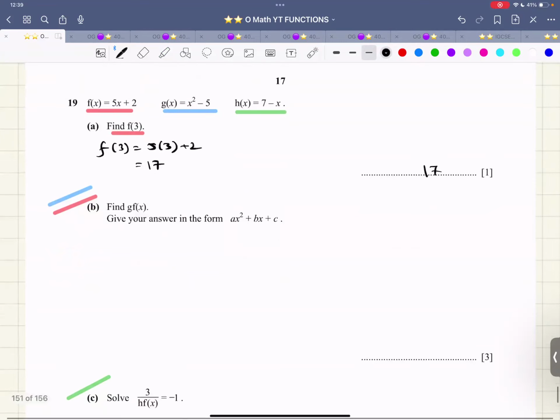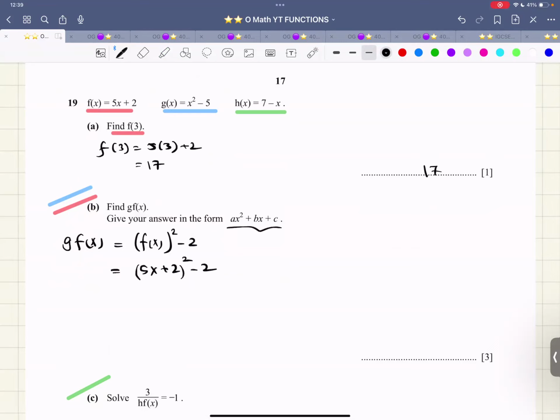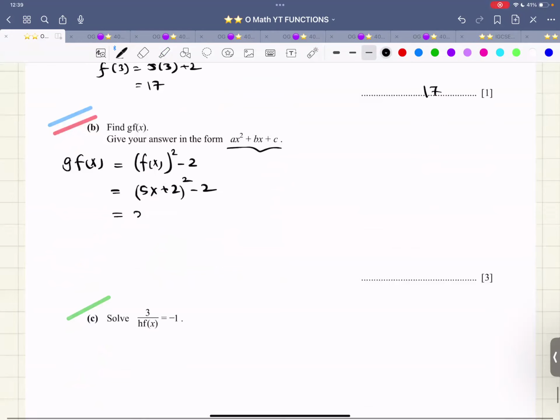g of f(x). That means g(x) is x squared minus 2, so that should be f(x) whole square minus 2, that is (5x plus 2) whole square minus 2. You have to convert it in this form. That is 25x squared plus 20x plus 4 minus 2. That is 25x squared plus 20x plus 2.